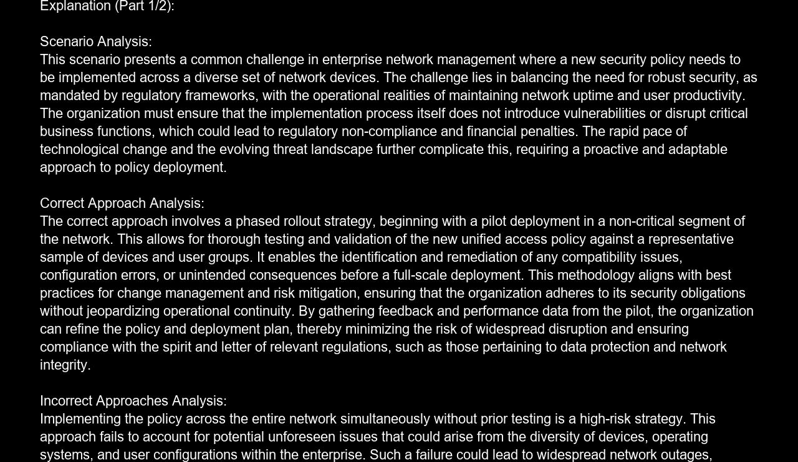deployment. This methodology aligns with best practices for change management and risk mitigation, ensuring that the organization adheres to its security obligations without jeopardizing operational continuity. By gathering feedback and performance data from the pilot, the organization can refine the policy and deployment plan, thereby minimizing the risk of widespread disruption and ensuring compliance with the spirit and letter of relevant regulations, such as those pertaining to data protection and network integrity.